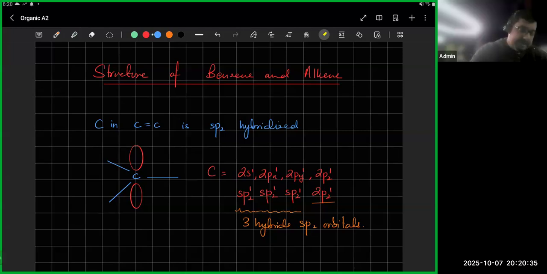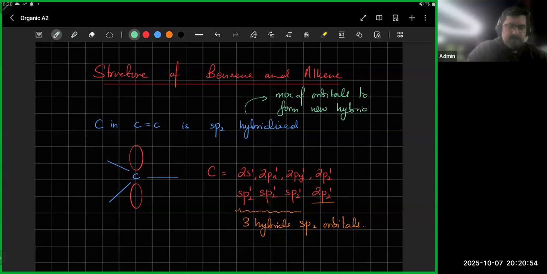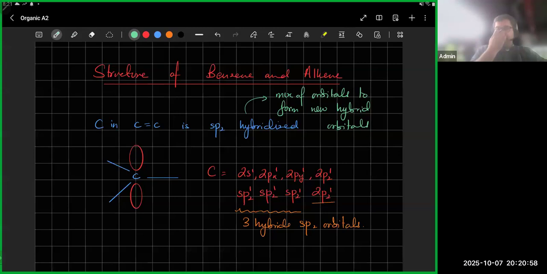So hybridization is what? It's got a definition as well. They can ask the definition. It's the mixing of orbitals to form new hybrid orbitals. Okay? It's the mixing of orbitals to form new hybrid orbitals.